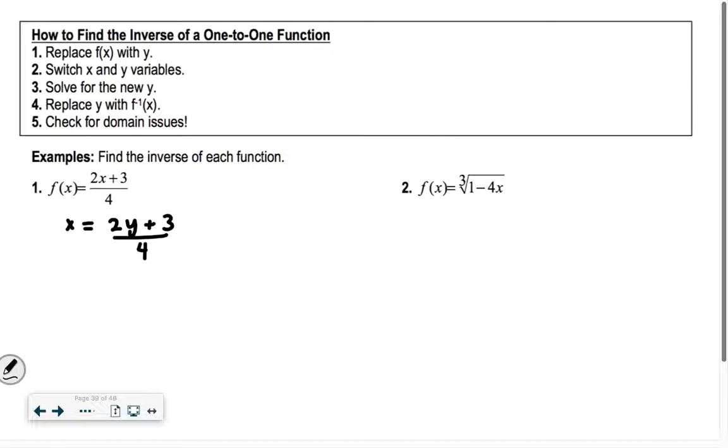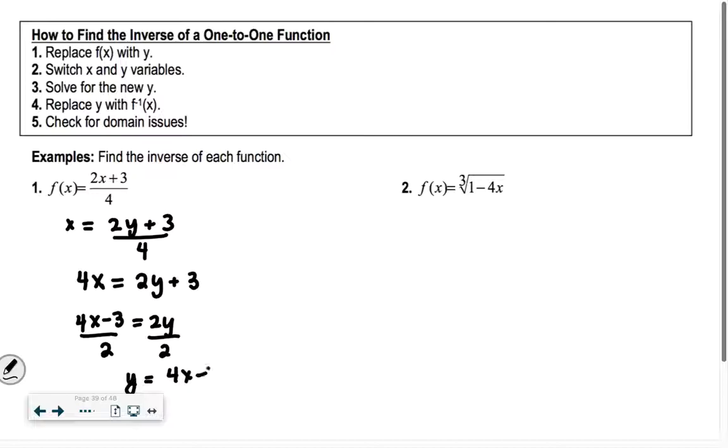All right, then I solve for y. So the first thing I'm going to do is I'm going to multiply that 4 over. Then I'm going to subtract the 3. And I'm going to divide by 2. So I get y equals 4x minus 3 over 2. Okay. So if I had f of x originally, the way I want to notate this is f inverse of x. So I'm going to say f inverse of x equals 4x minus 3 over 2. Okay.